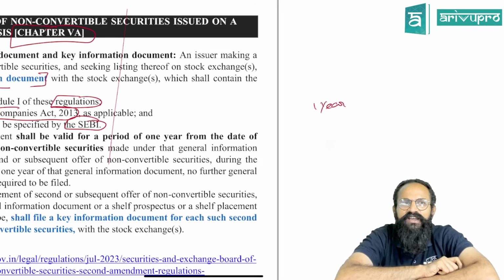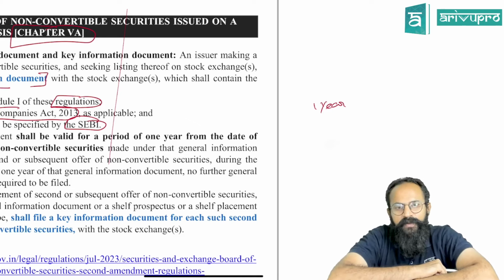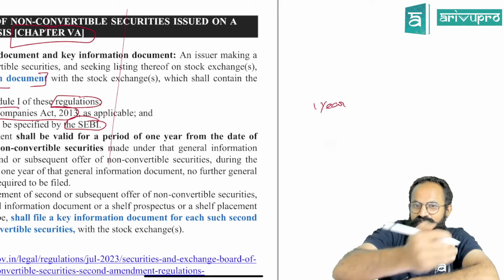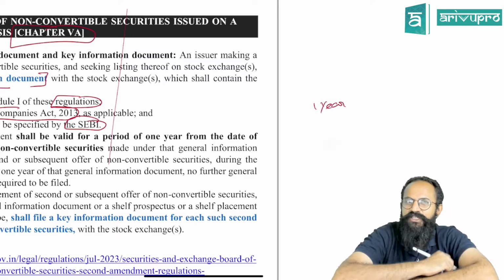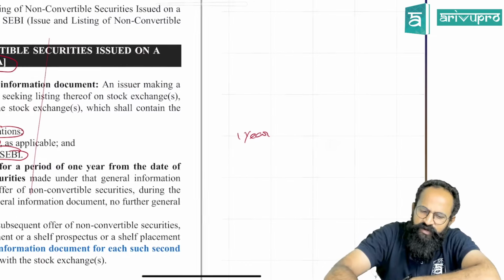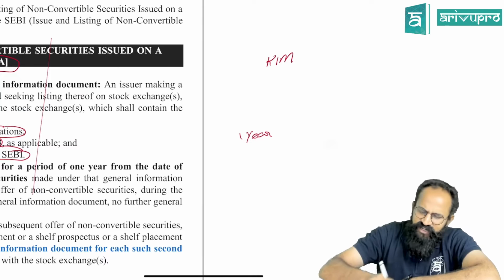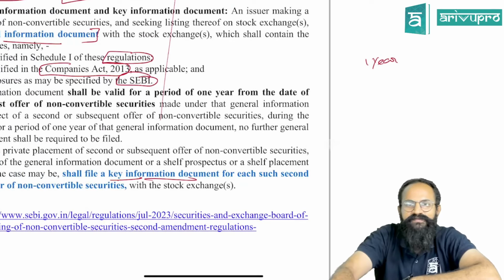So this 1 year concept is somewhat similar, sir, to what we have seen. Yes, if you remember the ICDR chapter, in the types of prospectus, there was something called a shelf prospectus. A shelf prospectus will be valid for a period of 1 year. However, subsequently, if there is any change in information, you have to intimate that change in one document. The document is called the key information memorandum. Here it is called the key information document. The rest is the same.